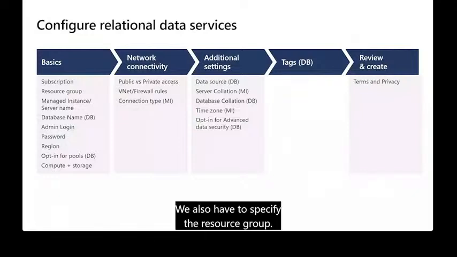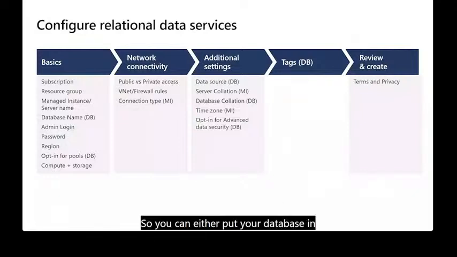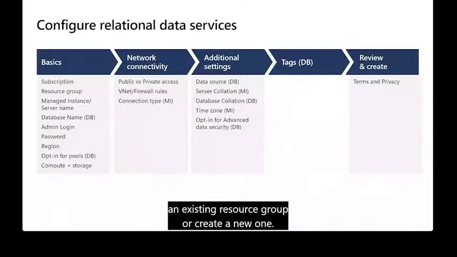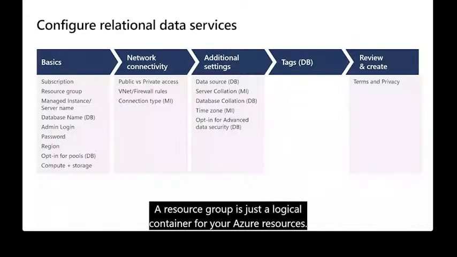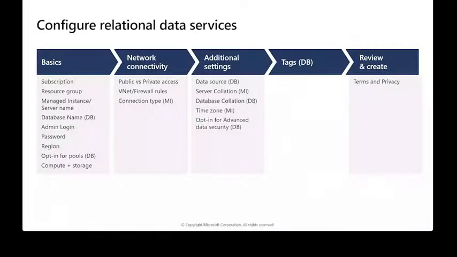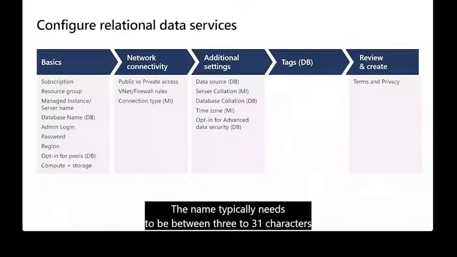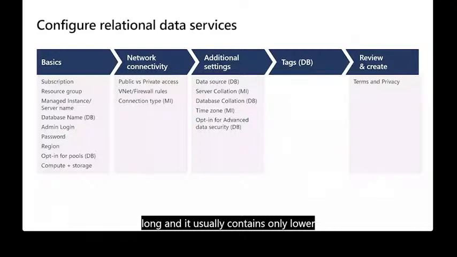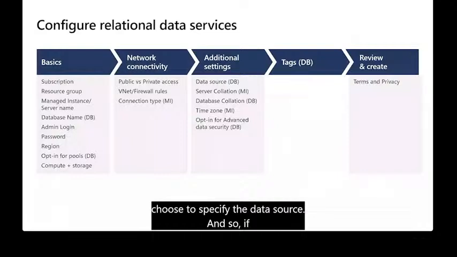We also have to specify the resource group. So you can either put your database in an existing resource group or create a new one. A resource group is just a logical container for your Azure resources. You also need to specify the server name. So each database server must have a unique name that hasn't been used by someone else. The name typically needs to be between 3 to 31 characters long and usually contains only lowercase letters, digits, and hyphens.